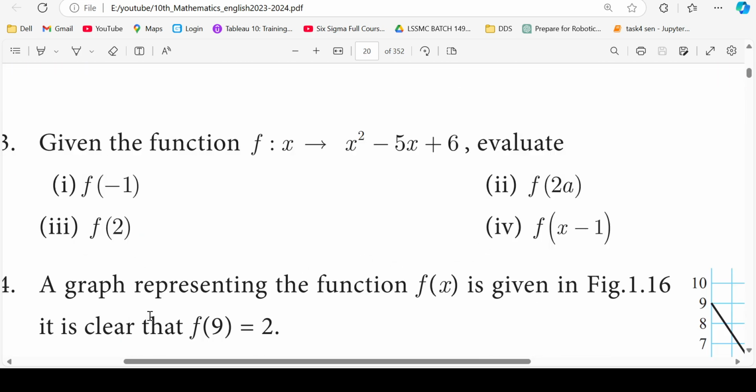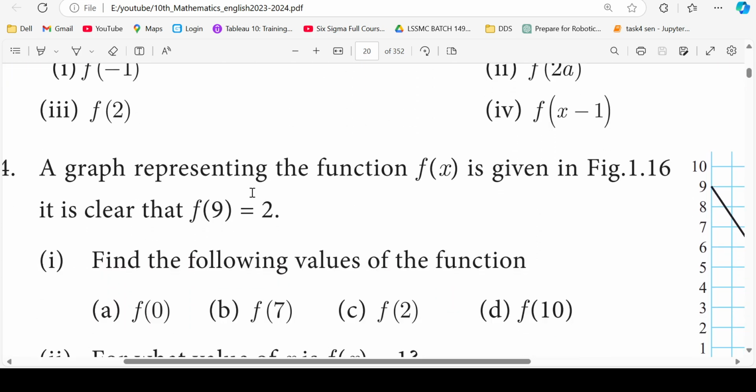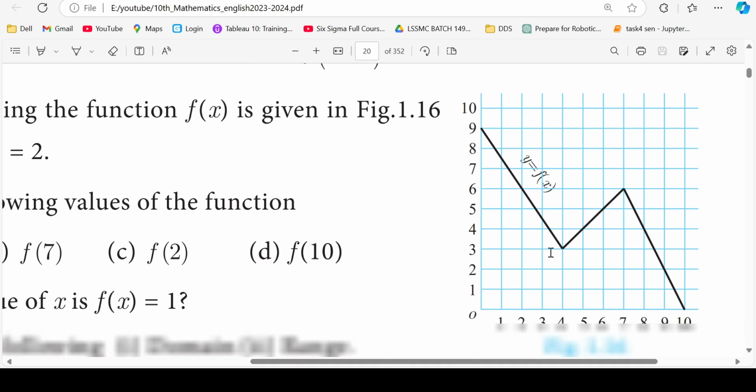Now we can see the fourth problem. A graph representing the function f of x is given in figure 1.16. It is clear that f of 9 is equal to 2. Find the following values of the function: f of 0, f of 7, f of 2 and f of 10. Okay, here this graph is given.